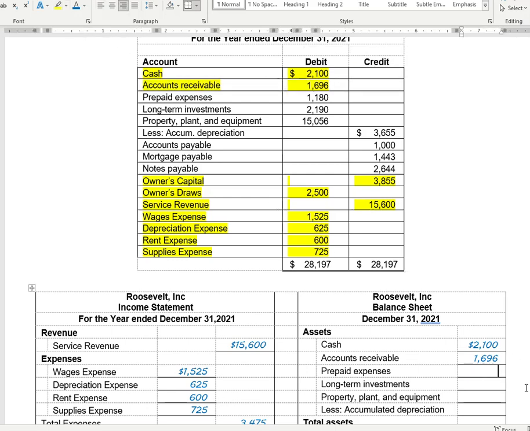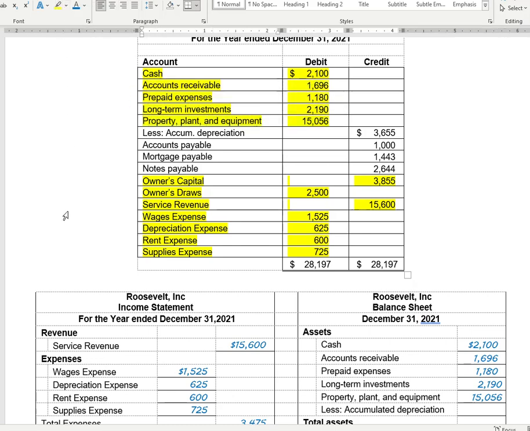Next is prepaid expenses, $1,180. And next is our long-term investments, $2,190. And our next asset is property, plant, and equipment, which is $15,056. So property, plant, and equipment is the things we use to generate our revenue.